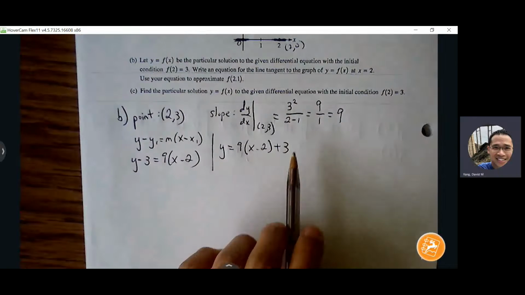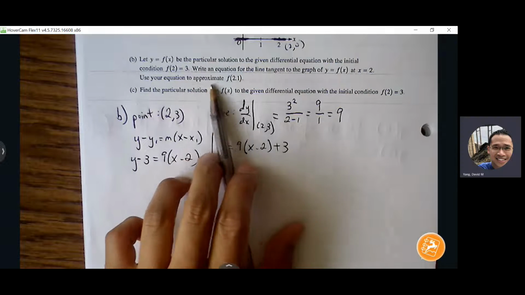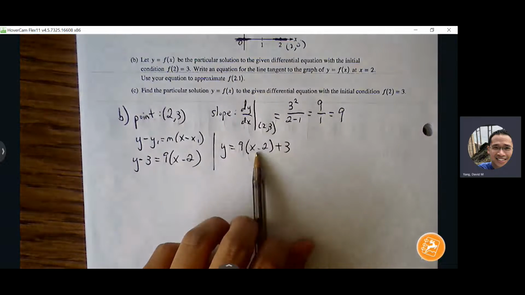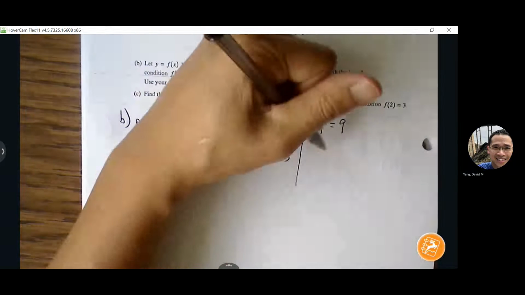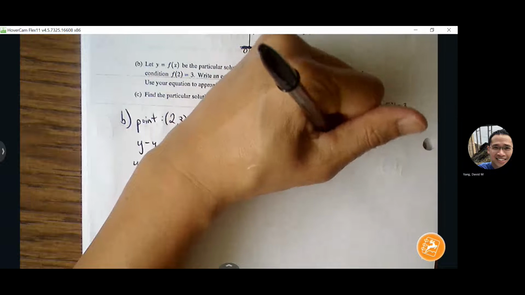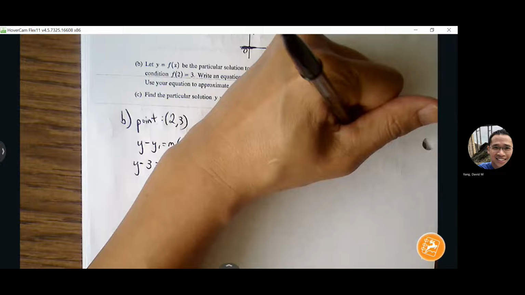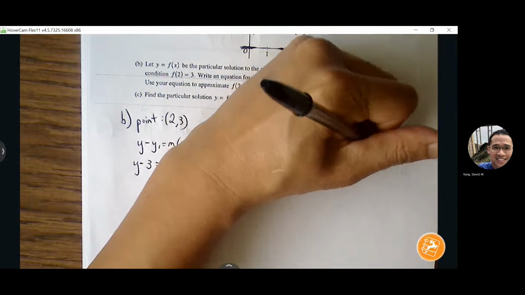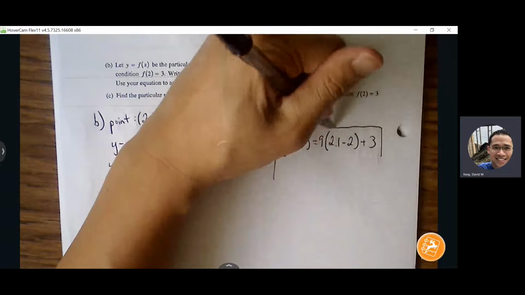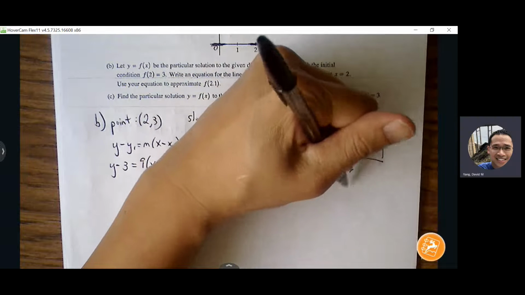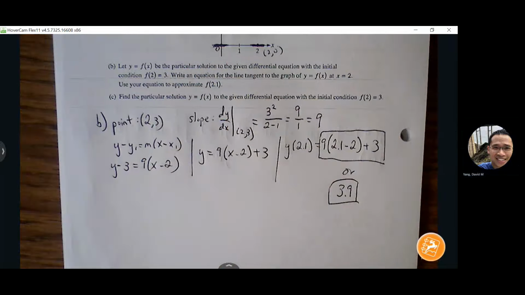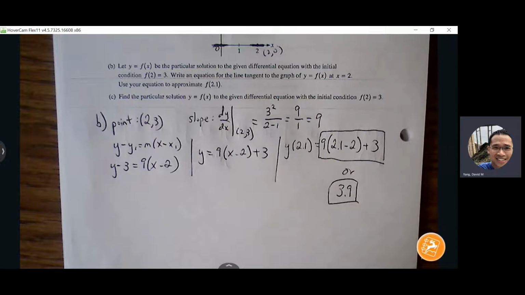So now that we have our tangent line equation, we're going to use this equation to approximate f of 2.1. So we just insert that 2.1 in for x. You can leave your answer like this. This is perfectly acceptable. Or 3.9, but I don't want to. Without a calculator, we should leave our answer unsimplified and we're good.